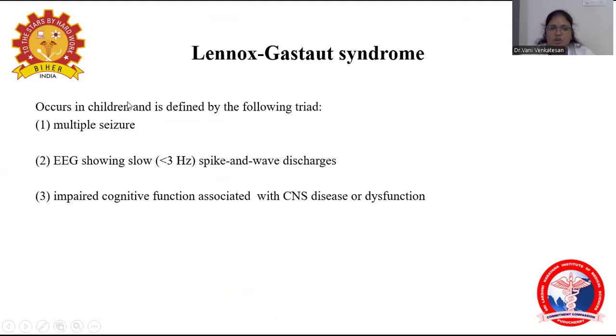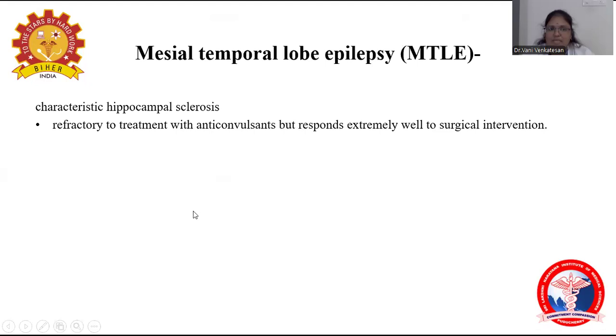Coming to Lennox-Gastaut syndrome, this commonly occurs in children and is defined by the following triad: multiple seizure episodes with EEG of less than 3 Hz spike and wave pattern, and impaired cognitive function, which is associated with CNS disorder. It is characterized by hippocampal sclerosis and is refractory to treatment with anticonvulsant agents.